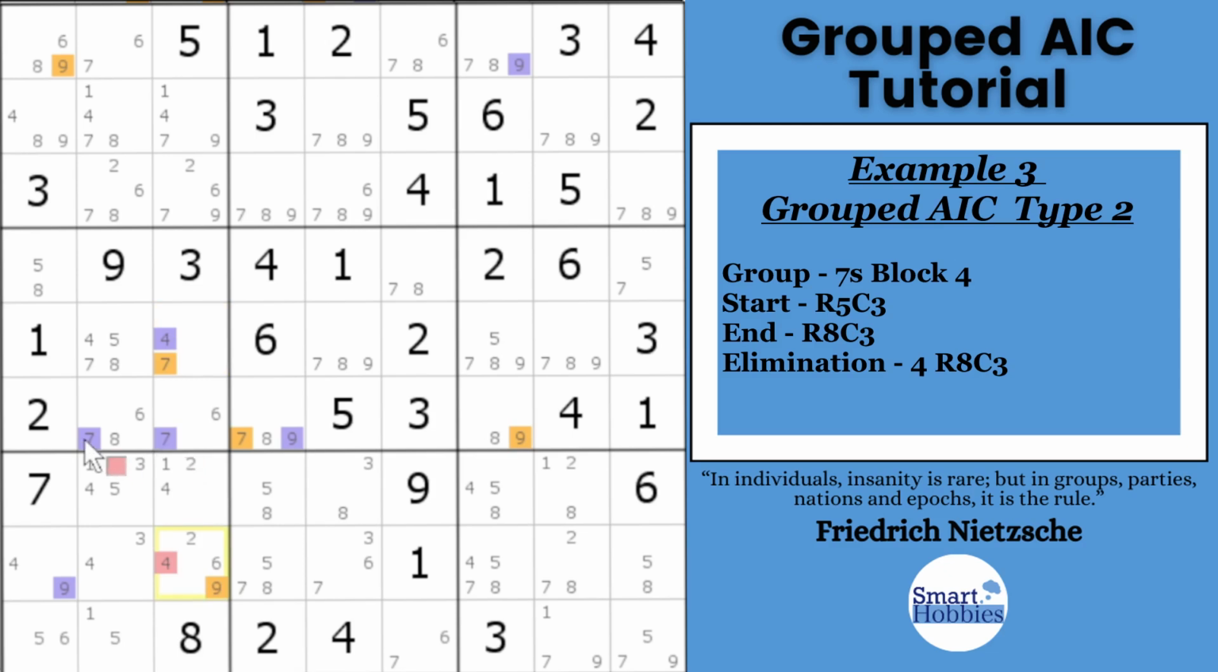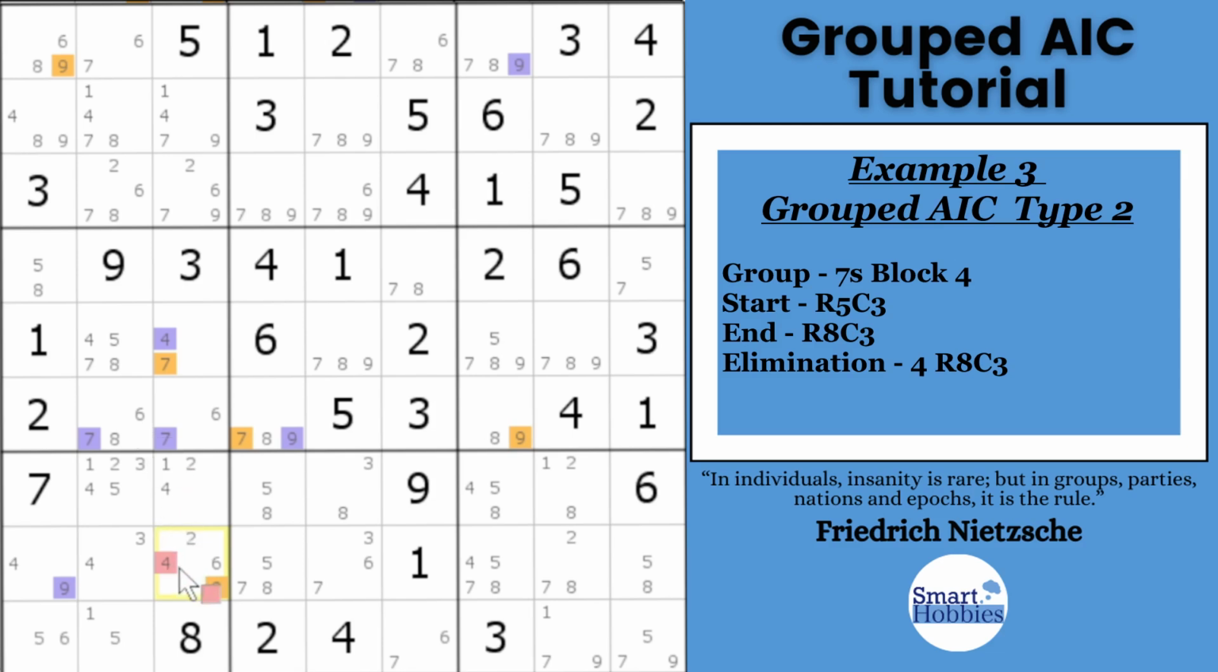Other thing to keep in mind here is you notice there's an additional 7 right there. So we're able to make this a grouping. We're able to have a weak link to it, and then have a strong at 4, and it still works out. I wanted to point out that this alternate inference chain type 2 works really well.